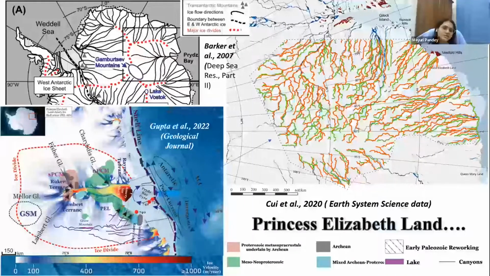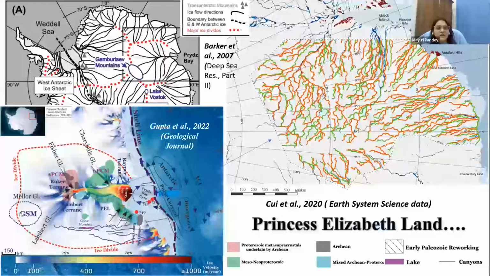Now, one way is the geophysical survey. The other way is to study the offshore sediments, which would have been transported from this terrain to the offshore of Prydz Bay, or the offshore of the PEL terrain. So, if you see over here, three major glacial systems, basically the Lambert Glacier, Mellor, and the Fisher, transport a huge amount of sediments from this terrain to the Prydz Bay area.